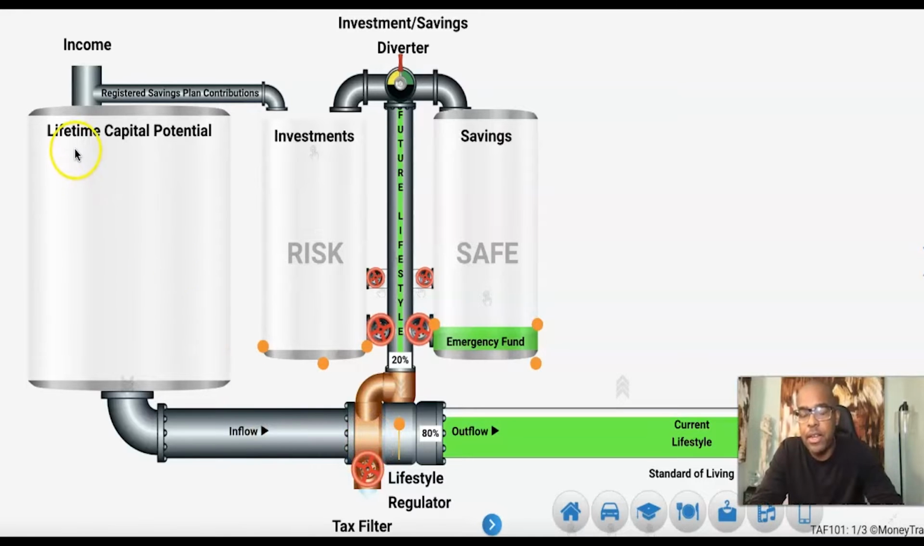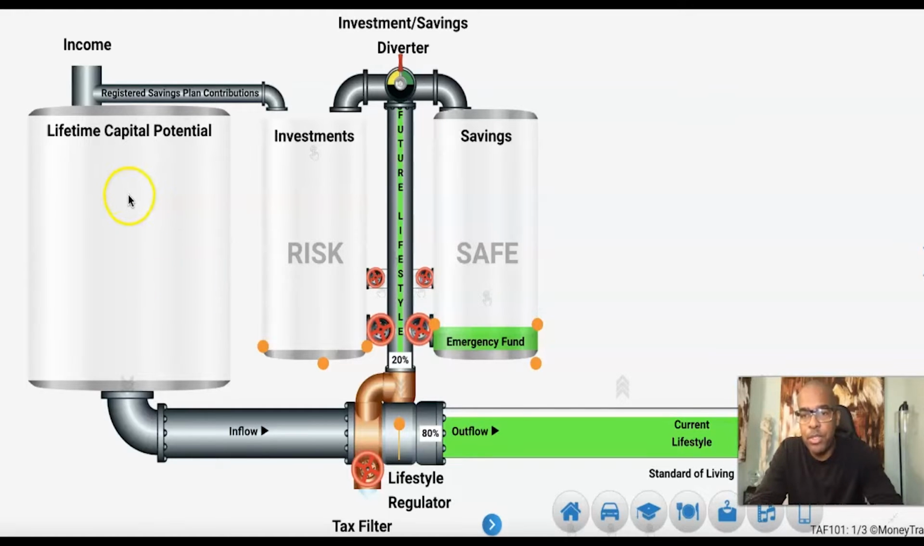If, on the other hand, that money went into a registered savings account, it wouldn't even hit this pipeline. It would go straight into investment accounts. You see registered savings plan. But for today's purposes, we're talking about a taxable account, a taxable savings account, and how it works. Just keep it real simple, right?